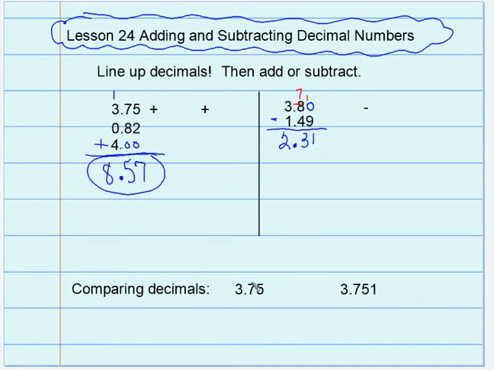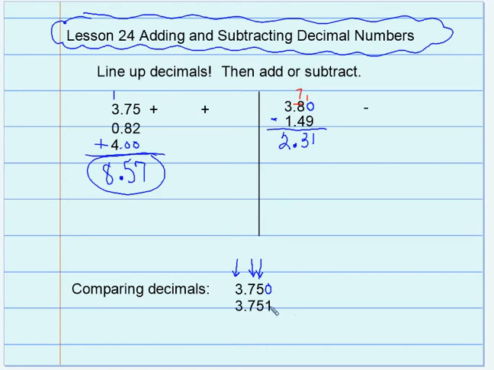Now, to compare decimals, you need to compare decimal place. So we're going to see which one of these two numbers is larger. So look here, the 3 is the same. Go to the next place value, the 7 is the same. Go to the next one, the 5 is the same. Go to the next one, there's nothing there. So you can put a 0 in.